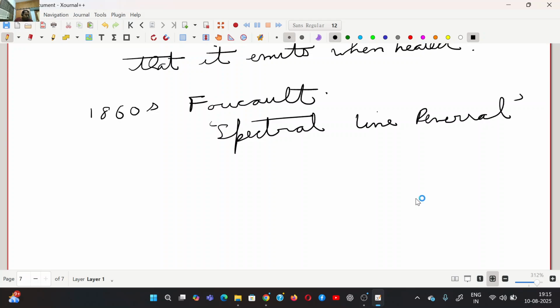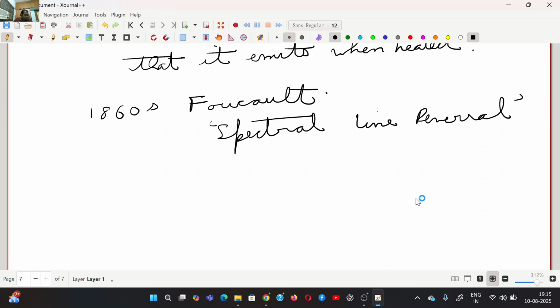So see, Kirchhoff and Bunsen explained the principle, but the importance of Foucault's contribution was that he visually demonstrated the idea through experiments. So the scientific community at large could see it with their own eyes in action, and that further lent credence to Kirchhoff's law.